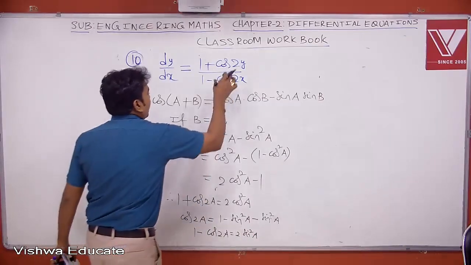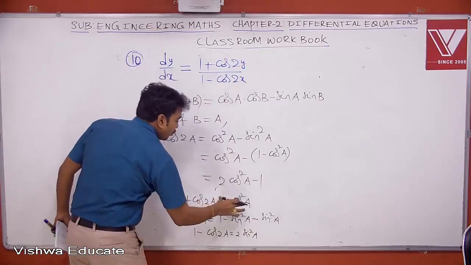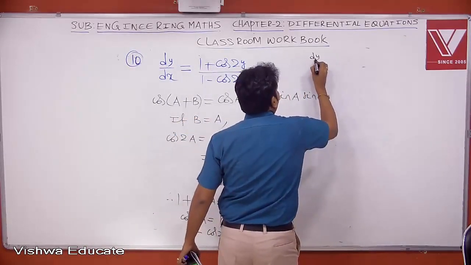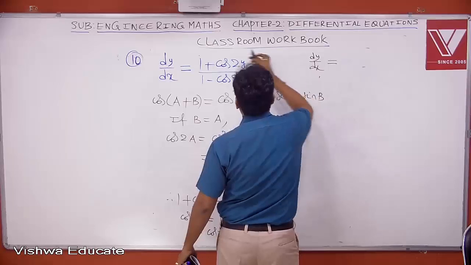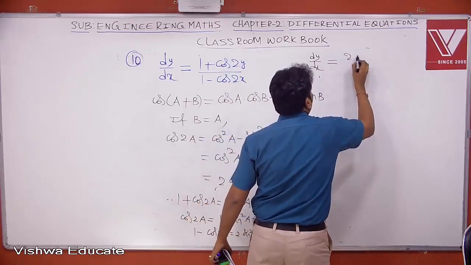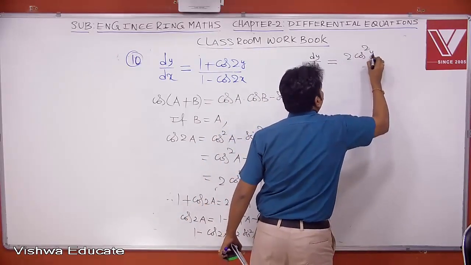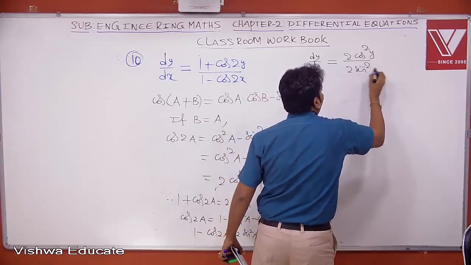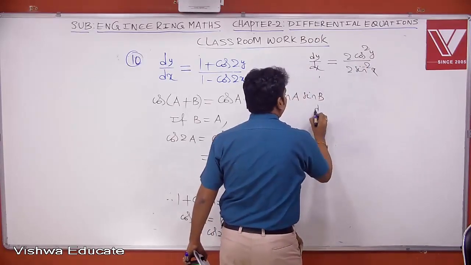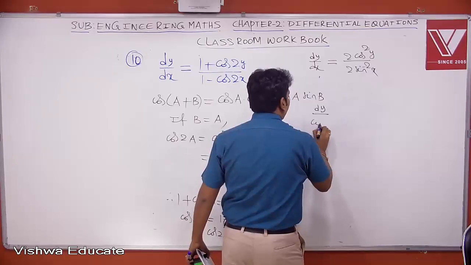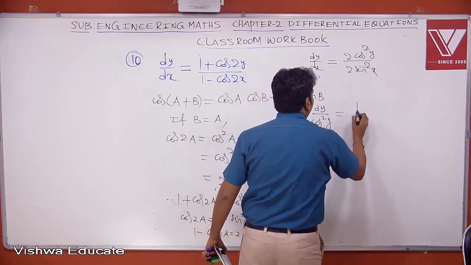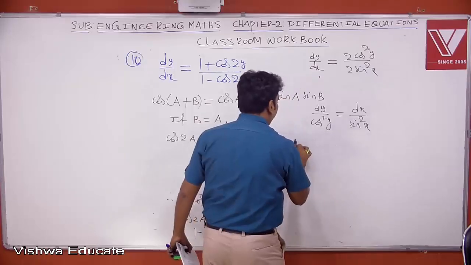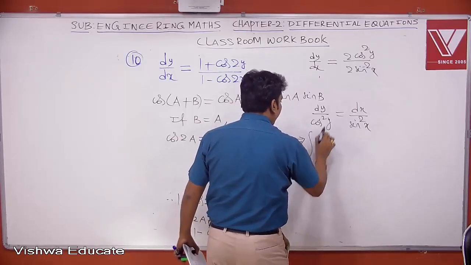Therefore, in place of 1 plus cos 2y, we can write 2 cos square y. So this equation is dy by dx equal to, in place of 1 plus cos 2y, 2 cos square y. In place of 1 minus cos 2x, you can write 2 sin square x. 2 will get cancelled. So dy by cos square y equal to dx by sin square x. Now variables are separated. Apply integration on both sides.